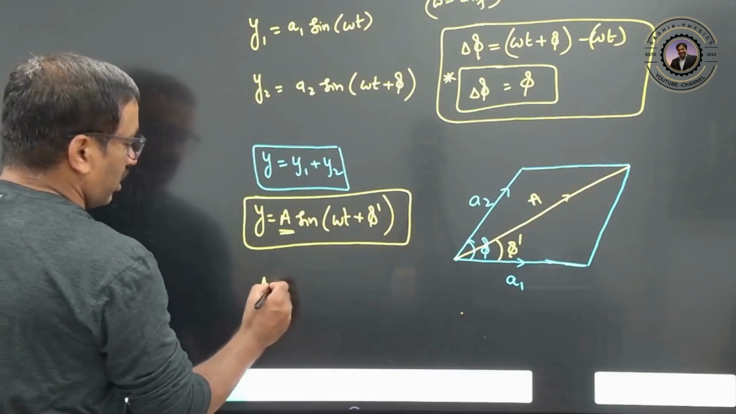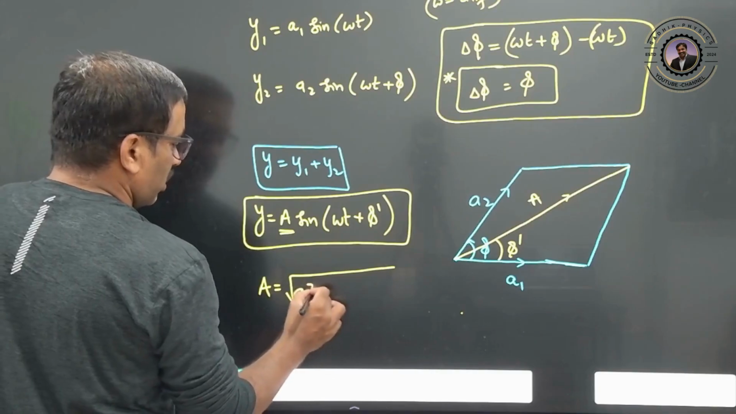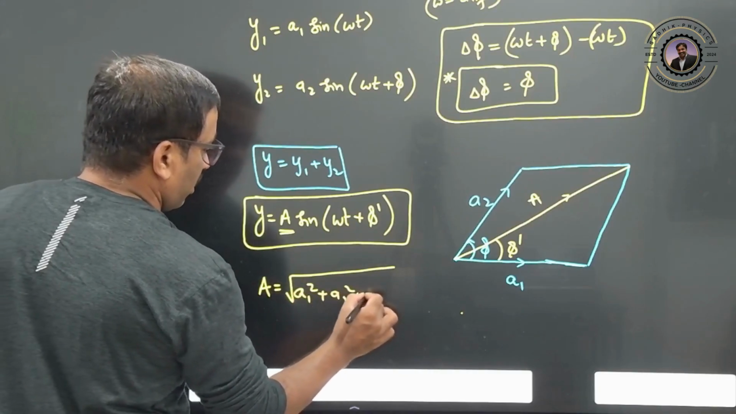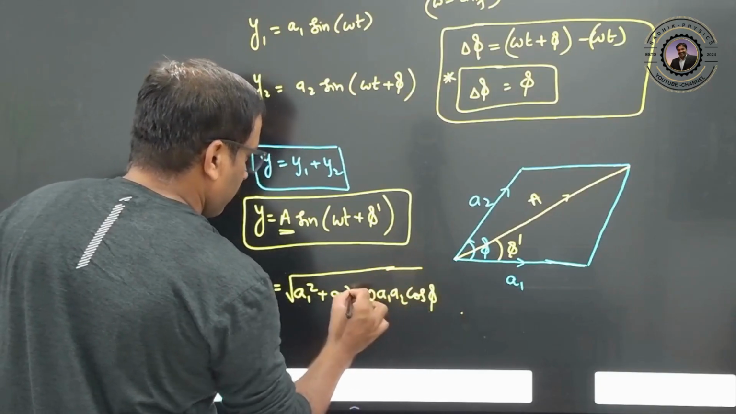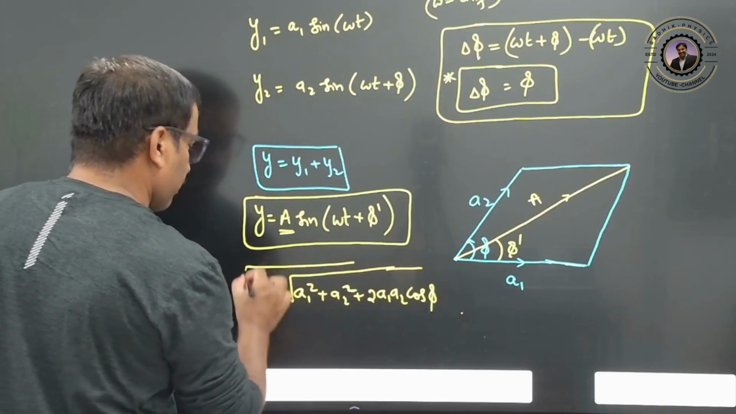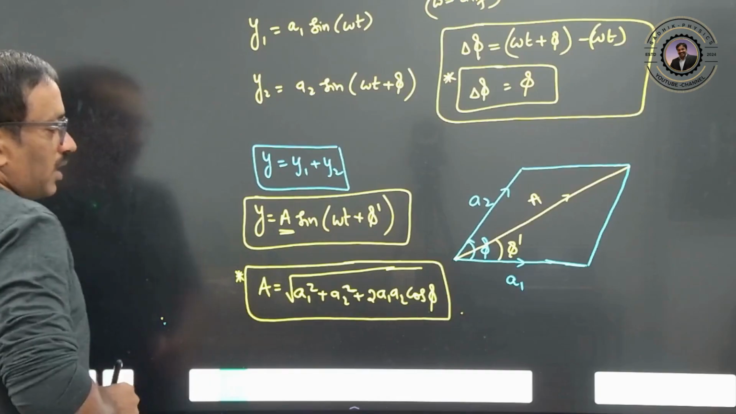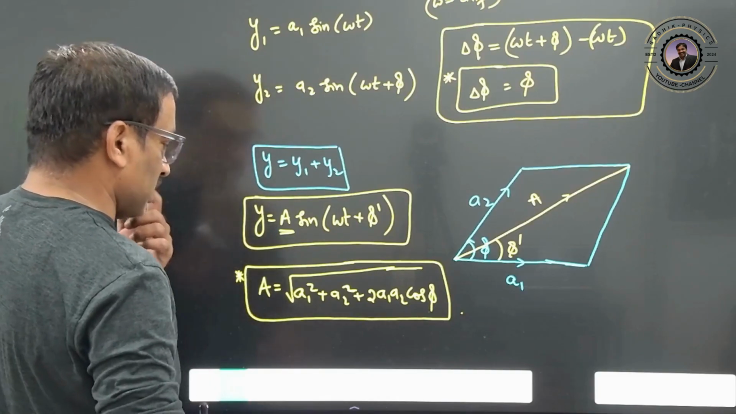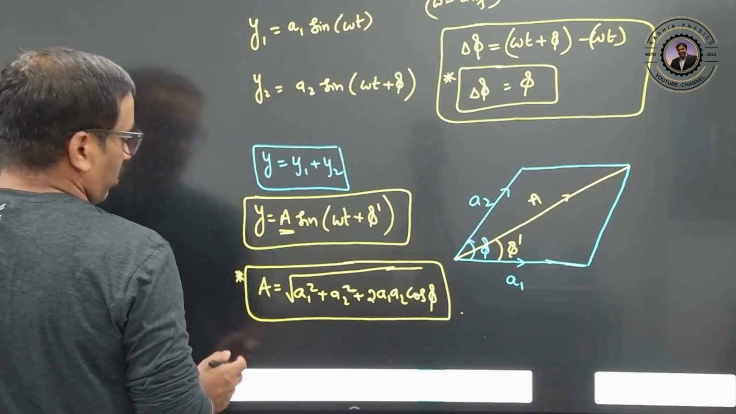What is the amplitude here now? Amplitude can be written using the parallelogram law. So root of A1 square plus A2 square plus 2 A1 A2 cos phi. Clear? So A1 square plus A2 square, plus 2 A1 A2 into cos phi. So this is your amplitude variation.